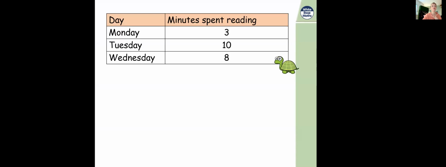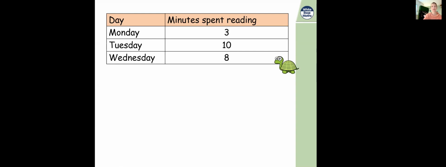Minutes spent reading. This is an interesting one. We've got the days down the side: Monday, Tuesday, Wednesday. Minutes spent reading is in this column. On Monday, how many minutes did they read for? 3. On Tuesday, how many minutes did they read for? 10. And on Wednesday, how many minutes did they read for? 8. So lots of information there now.